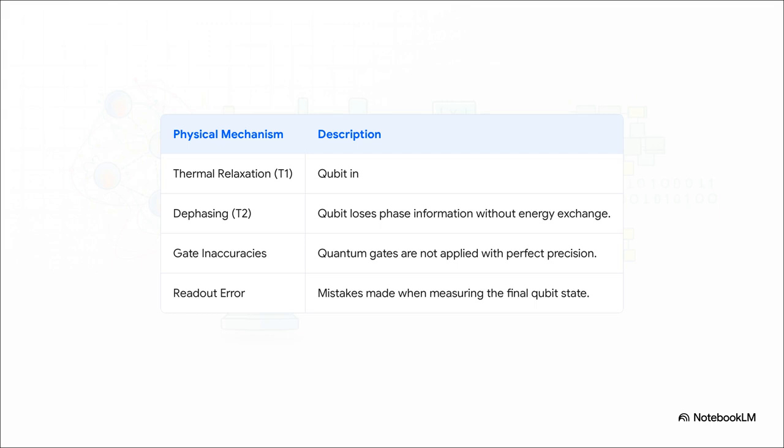You've got stuff like thermal relaxation. That's basically the qubit just getting tired and falling from a 1 back down to a 0. Then you've got dephasing, where it loses its rhythm, kind of like a spinning top that starts to wobble. And it gets worse. The very tools we use, the quantum gates, they're not 100% perfect. Even the simple act of looking at the result can introduce errors. It really is a battle on all fronts.